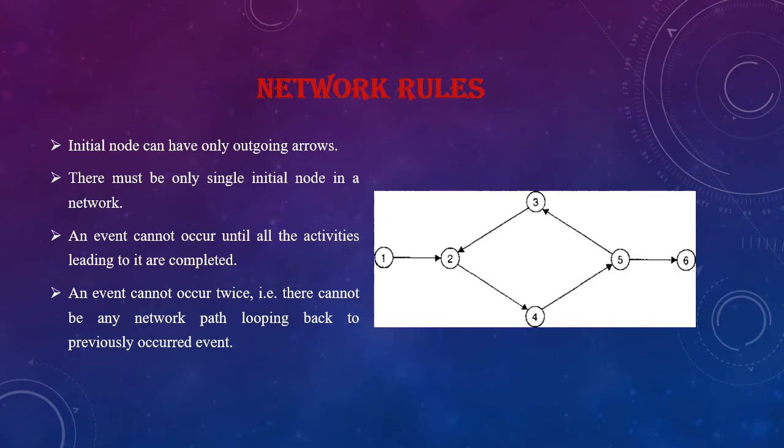Here is a network which shows the sequential relationship. Here, 1 is the initial event and 6 is the final event. We can clearly see the logical or sequential relationship between the activities such as 1 to 2, 2 to 3, 2 to 4, 3 to 4 or 5, 4 to 5 and 5 to 6.